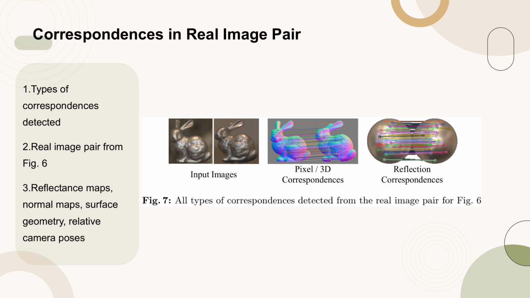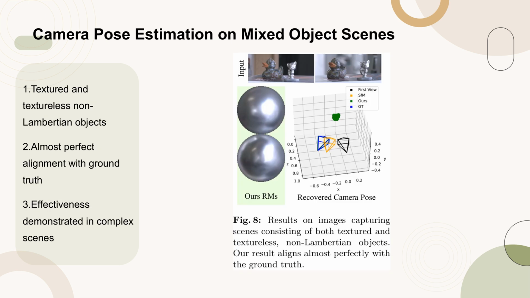the real-world images. Figure 8 presents the results of our camera pose estimation method compared to a baseline structure from motion (SFM) method on scenes containing both textured and textureless, non-Lambertian objects. Despite the cameras being almost orthographic, our method, represented in green, accurately estimates the relative rotation, closely matching the ground truth in blue. In contrast, the SFM method, shown in orange, struggles to recover the angle between the two views. This highlights the effectiveness of our approach in handling complex scenes with diverse object types. For more detailed results, please refer to the supplementary material.